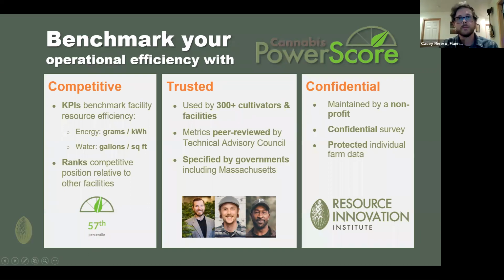The power score is one way to do that. Essentially, putting your information as far as your electricity consumption into the power score will help give you a benchmark on how sustainable and how optimized you are compared to other facilities of the same type or size. So operational efficiency is really helpful with this power score. That was one reason why I brought this to the attention, because there are ways to understand how effective and how optimized your farm is comparatively to other farms of the same type.